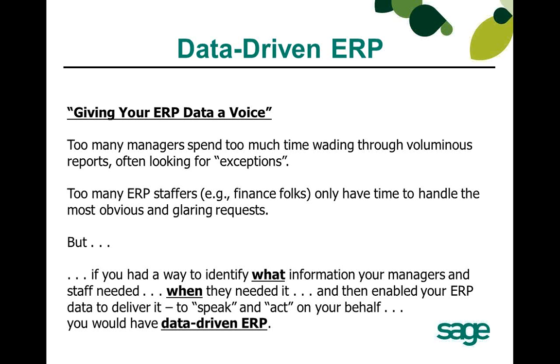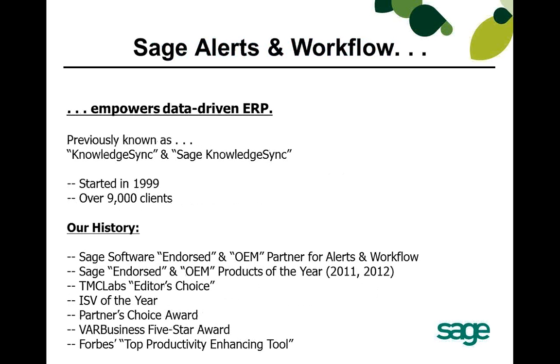However, if you had a way for your staff to automatically enable your ERP data to speak to you, to deliver the information that your staff relies upon, deliver it to you and your colleagues when you need it in the format that's most appropriate, then you're actually enabling your ERP system to become data-driven. Now, that data-driven technology is made possible through a technology like Sage Alerts and Workflow.